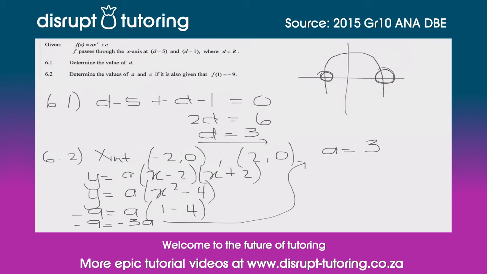So now we know a is 3, which is very, very important to know. And now I'm going to plug that 3 back in, and we're going to try and solve for c. So what I'm going to do there is say that f of x is equal to 3 times x squared minus 4. If I solve for that, that is going to give me 3x squared minus 12. So therefore, my c value is going to be minus 12.